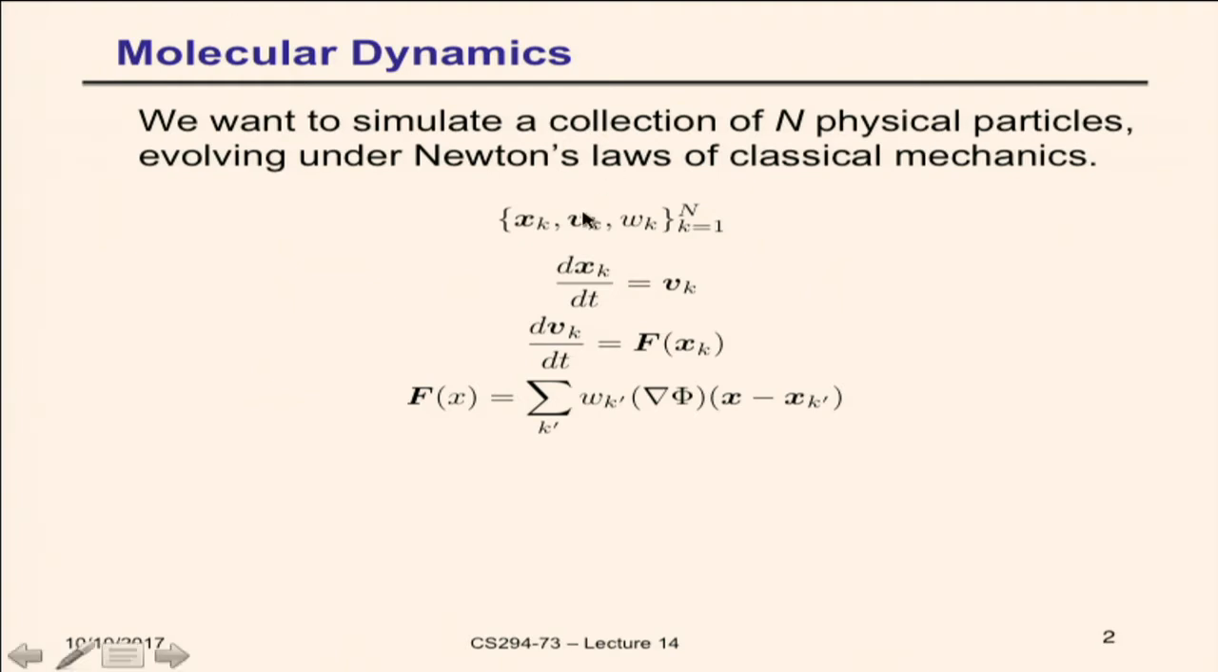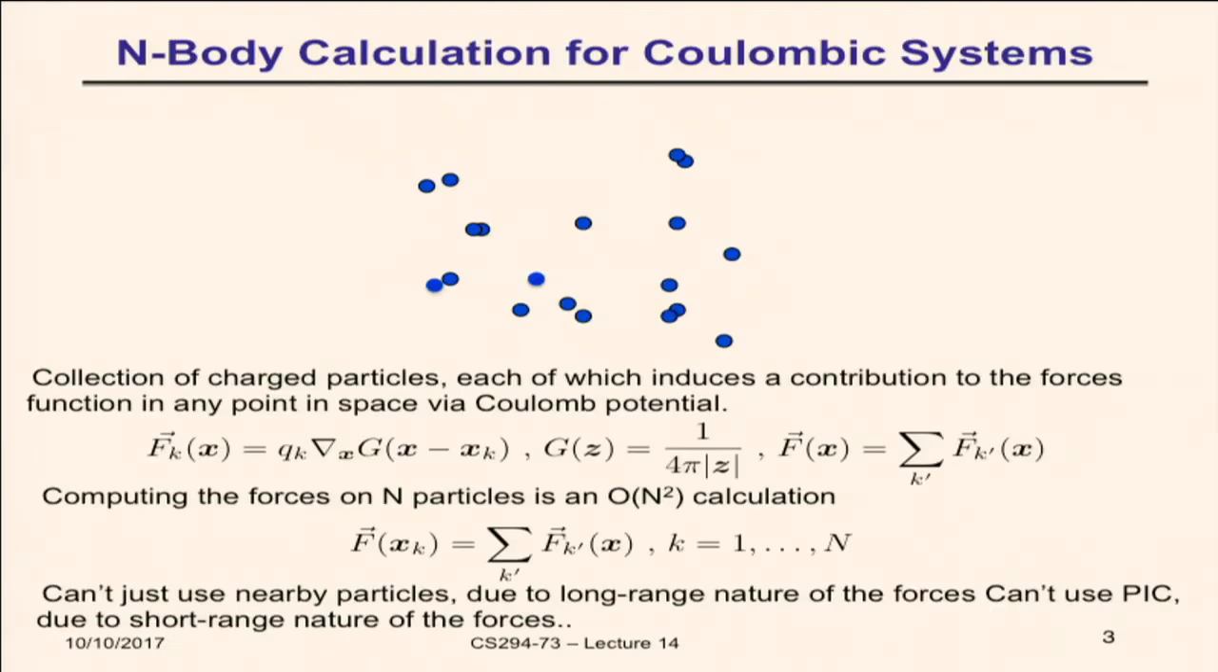Each particle has a position, a velocity, a mass, and it evolves under Newton's law. The force is given by the gradient of a pair potential. As in this case, when we want to do n-body calculations for Coulomb or Newtonian forces, inverse square laws, you have a collection of particles with charges or masses, each of which induces a contribution to the force function at any point in space via Coulomb potential.